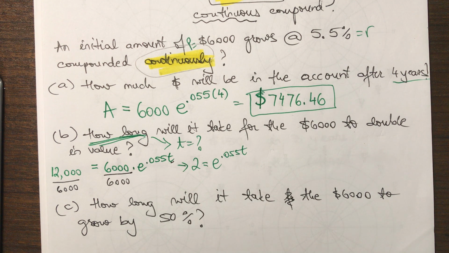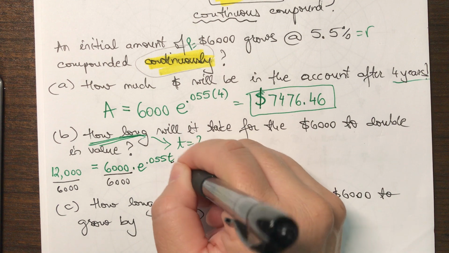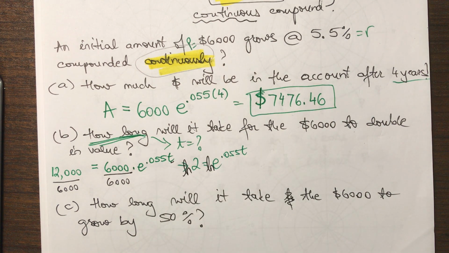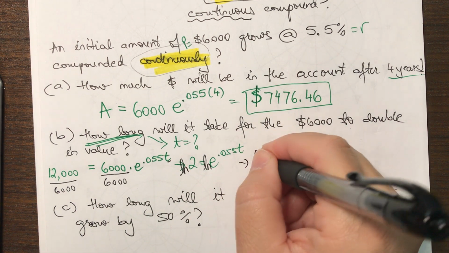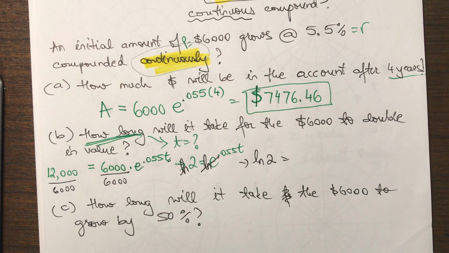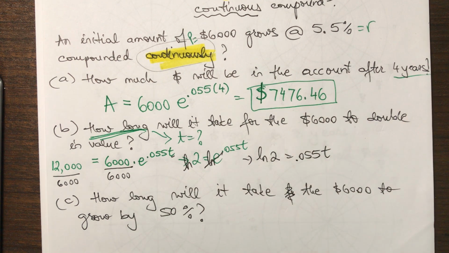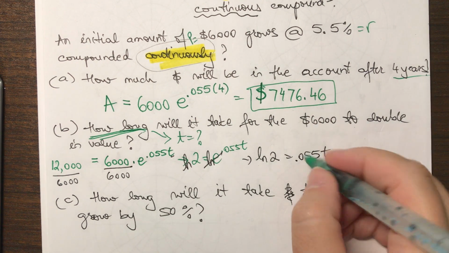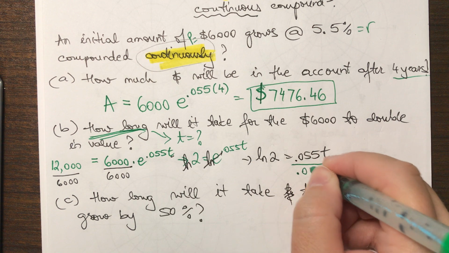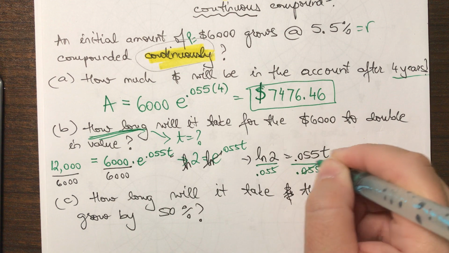So exponential equations, get rid of this base. How do I get rid of this base of e? I'm going to undo it with its log. So log both sides, or again, change into a logarithmic form. That's the same thing. So what do I get? ln of 2. ln of e cancels out, is simply 0.055t. Okay, so now there's just one quick step to solve for time and divide by this decimal coefficient.